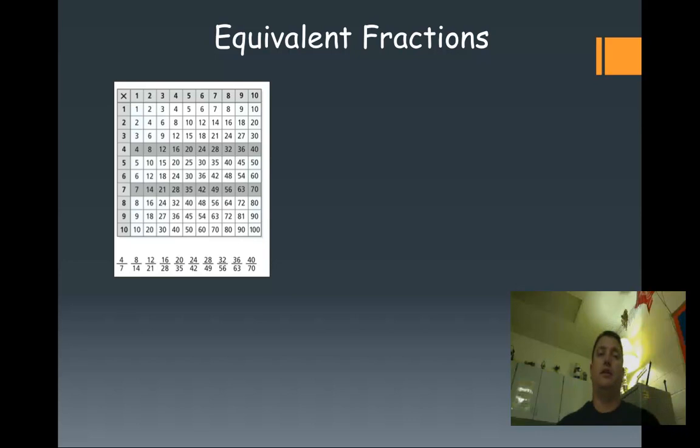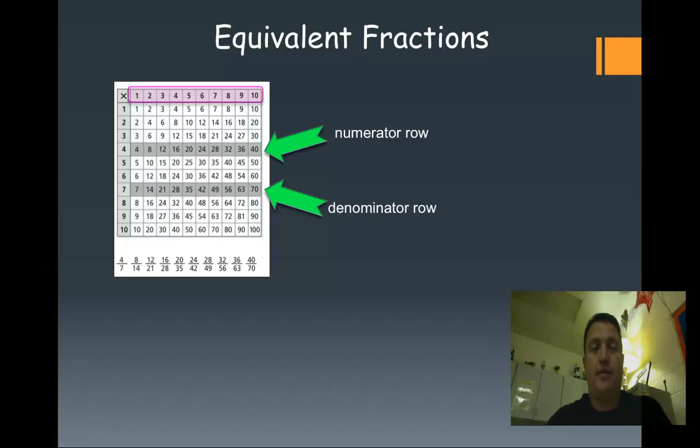All right, so let's take a look at this again. So now we're going to look at this again, but we're going to look at it with 4 as the numerator row and 7 as the denominator row. Okay, and up here we still have our multipliers at the top. And down here, 4/7 became 8/14. Well, how did that happen? Well, we multiplied 4 times 2, and we multiplied 7 times 2.